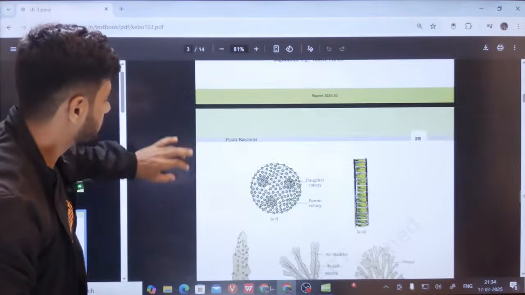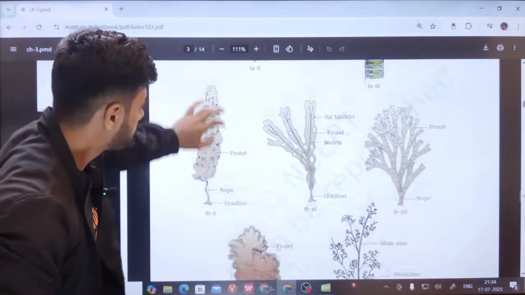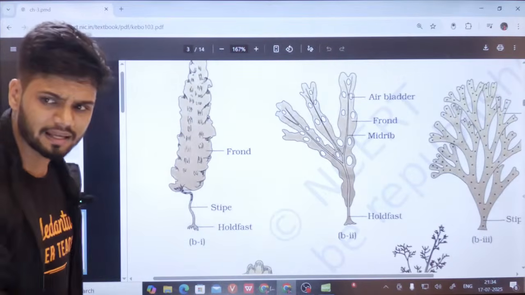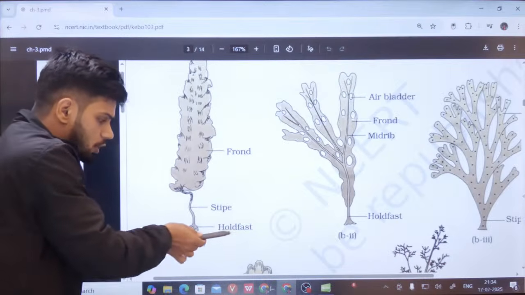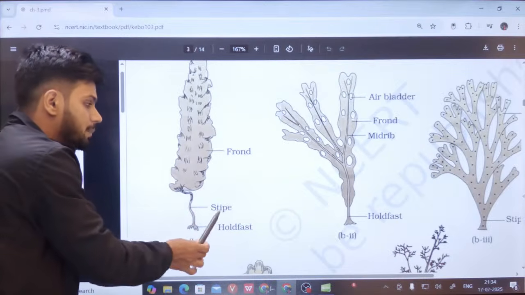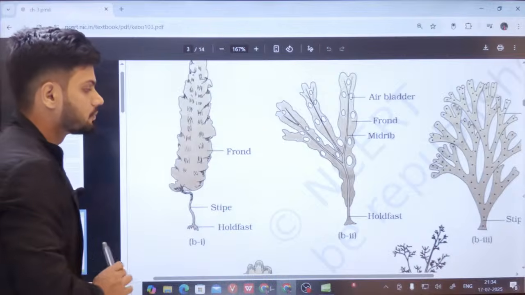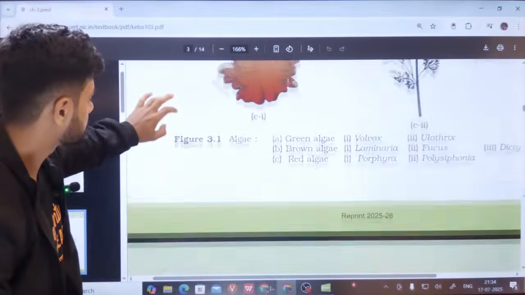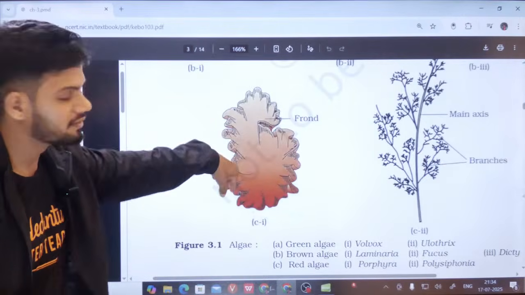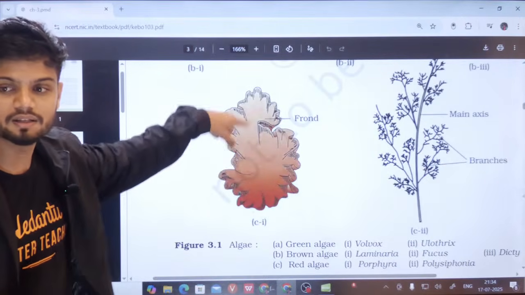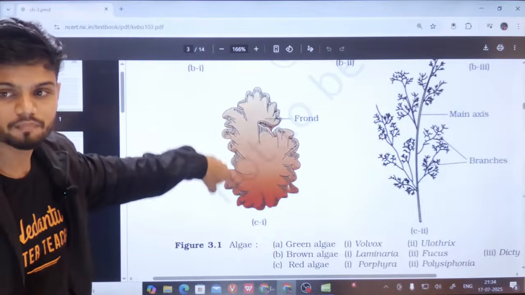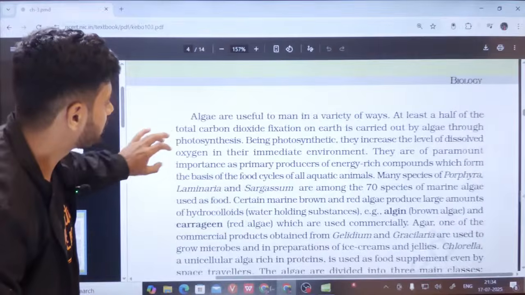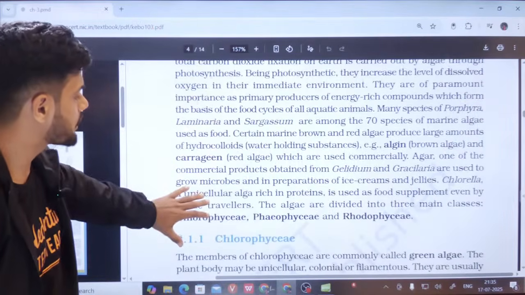Now, students, here are different shapes. If you see the brown algae, it has a root-like structure called the holdfast, a stem-like structure called the stipe, and a leaf-like structure called the frond. Holdfast, stipe, and frond. Please remember that. This is Porphyra, the red tissue paper. Now, these are the economic importance; you can read this on your own.